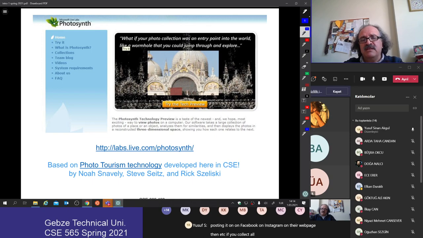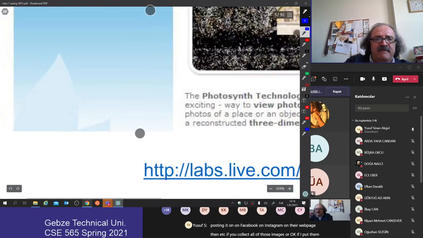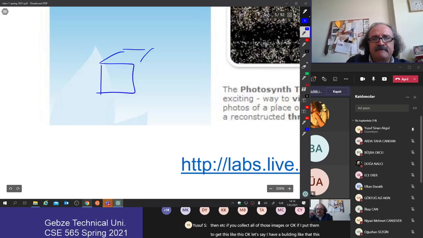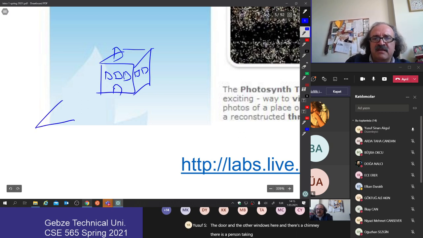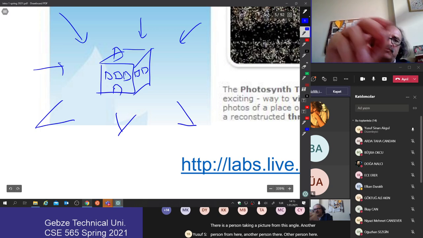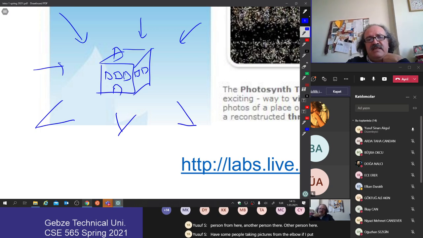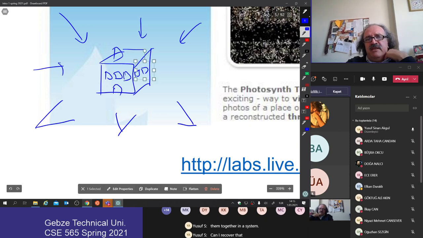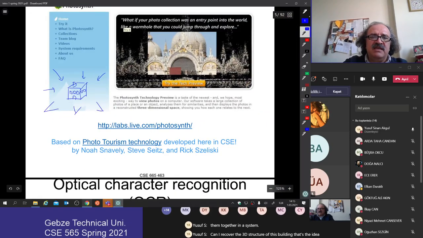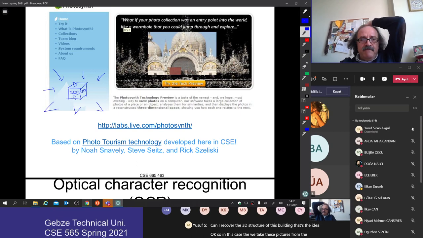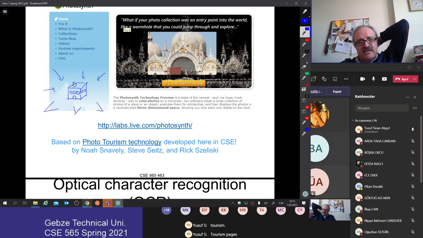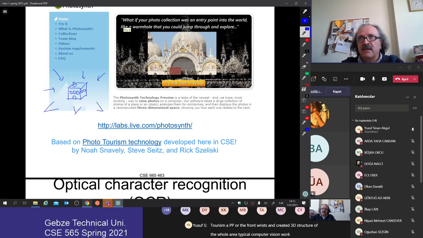If you collect all of those images and put them together, it's like this. Let's say I have a building like that. This is a building. Windows, the door, and the other windows here. And there's a chimney. There is a person taking a picture from this angle, another person from here, another person there, another person here, and some people taking pictures from above. If I put them together in a system, can I recover the 3D structure of this building? That's the idea. So in this case, we take these pictures from the tourism pages or from the tourists and create the 3D structure of the whole area. Typical computer vision work. Okay, so what do I do here?